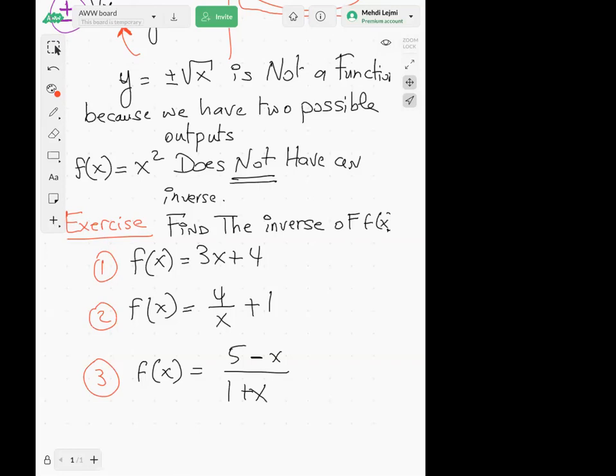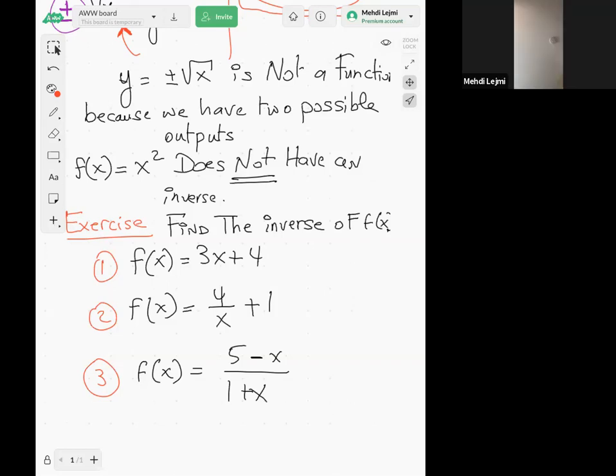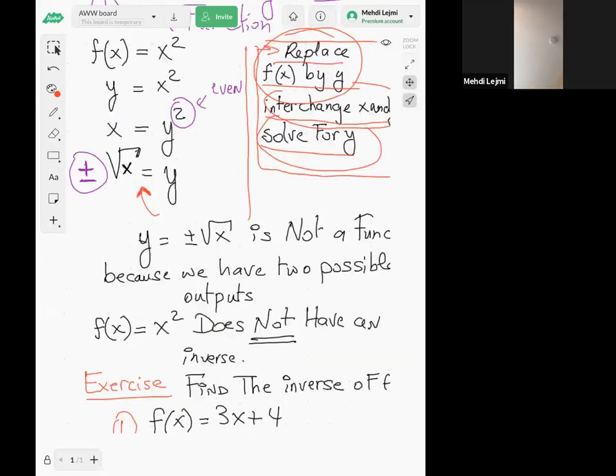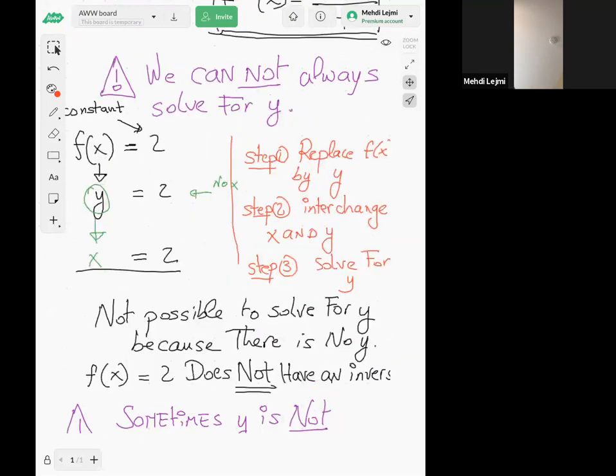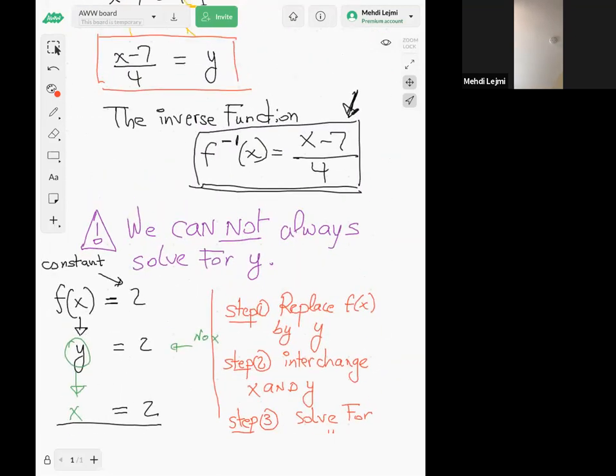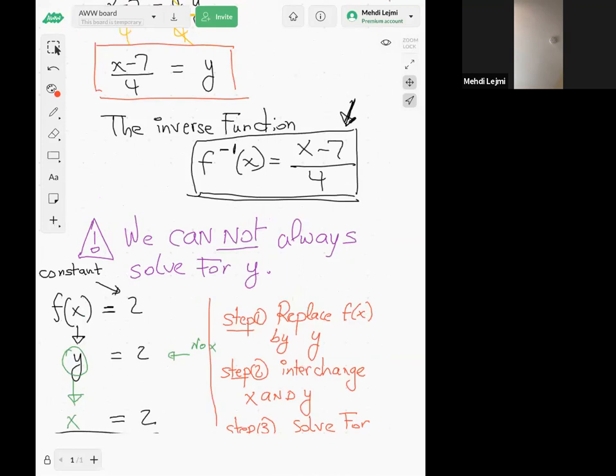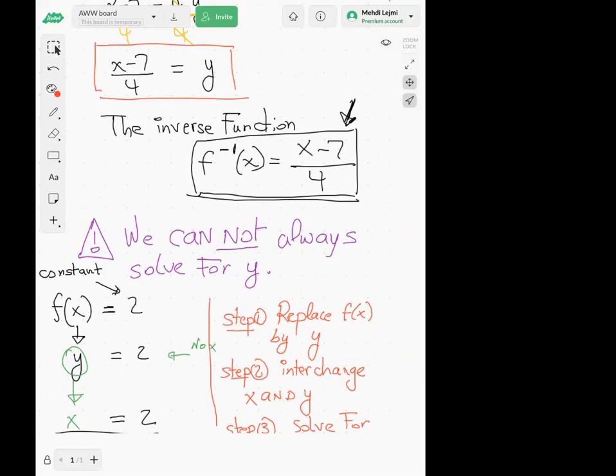Professor, as an answer, are we supposed to say this is an inverse function after we solve for y? Yeah, like here. Once you solve for y, then you have to write the inverse function, f inverse is, blah blah blah.